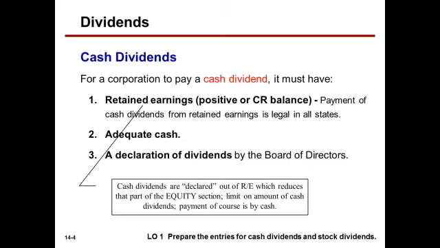Now, cash dividends are declared out of retained earnings, which reduces that part of the equity section. That's why there's a retained earnings section in the first place for corporations, a limit on the amount of dividends that can be declared and paid. But of course, the actual payment comes out of cash. So the upshot of a cash dividend will be to reduce retained earnings with a debit and reduce cash with a credit when all the dust settles.